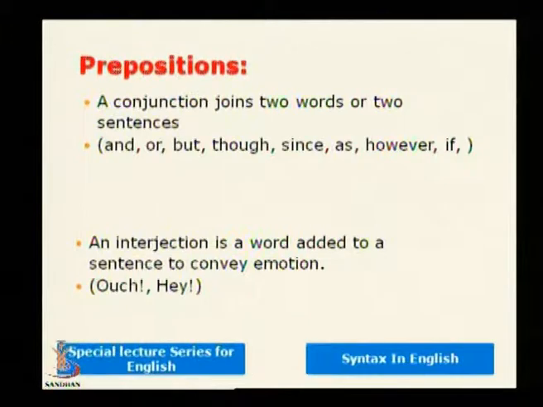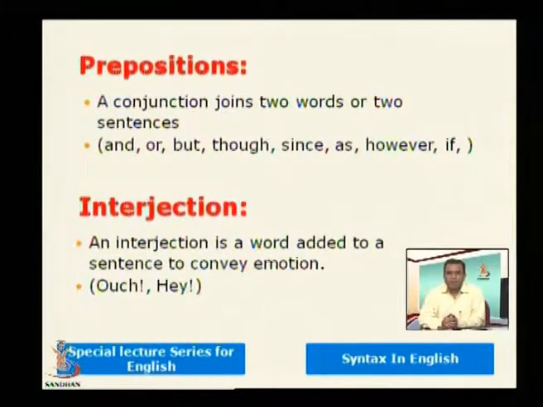Here are some more examples of prepositions. Conjunction. What is a conjunction? A conjunction is a word that joins two words or two sentences. And, or, but, though, since, as, however, if. These all are conjunctions. Interjections. An interjection is a word which expresses some sudden feeling, some sudden expression. Oh, ouch, wow. All these are expressions and these are interjections.